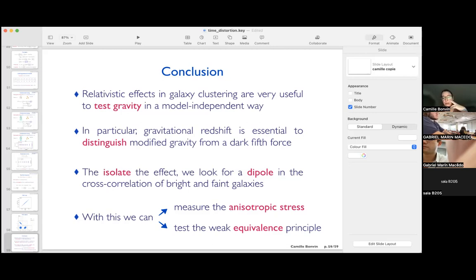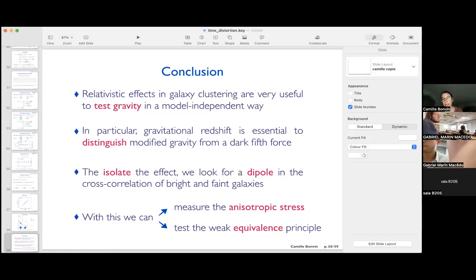It's just below. A survey which would be very good, for which we did some forecast, is DESI, because DESI is at low redshift and it has a very high number density of galaxies and also a very large volume. So with DESI, we expect that we will be able to detect the dipole, but the measurement will not be good enough for us to test gravity in a very stringent way. And so if we want to do better and really have constraints on modified gravity, then we need something like the Square Kilometre Array.